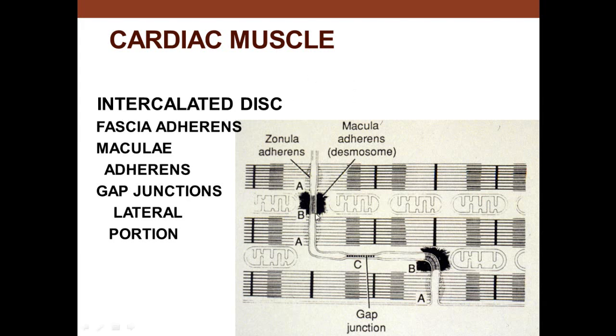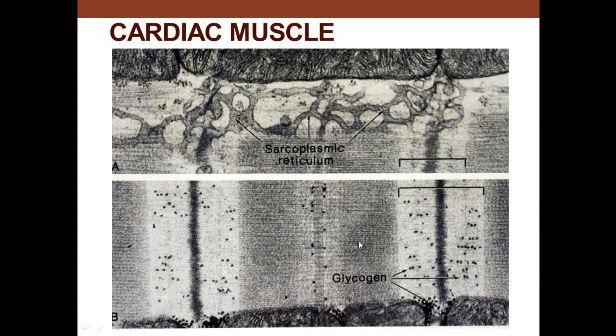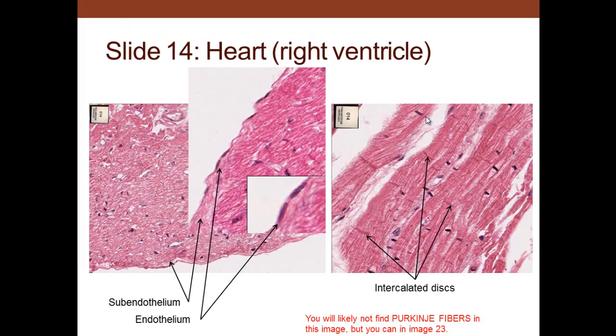And here we can see the intercalated disc, the macula adherens, the zonula adherens that we see attached there, and then there's gap junction for communication between adjacent cells to occur. In the sarcoplasmic reticulum, which houses the calcium for regulation of the contraction to occur.